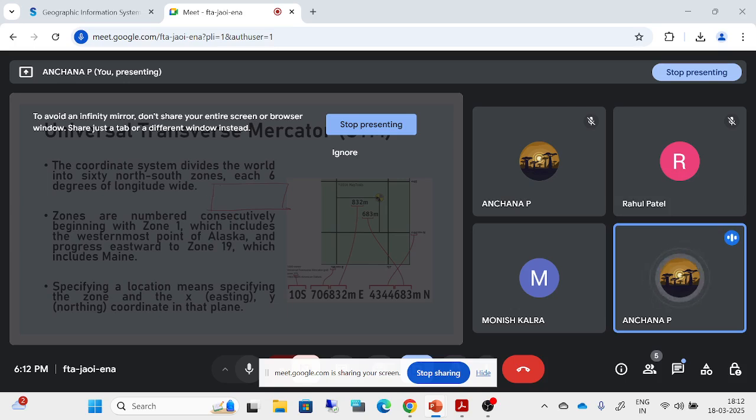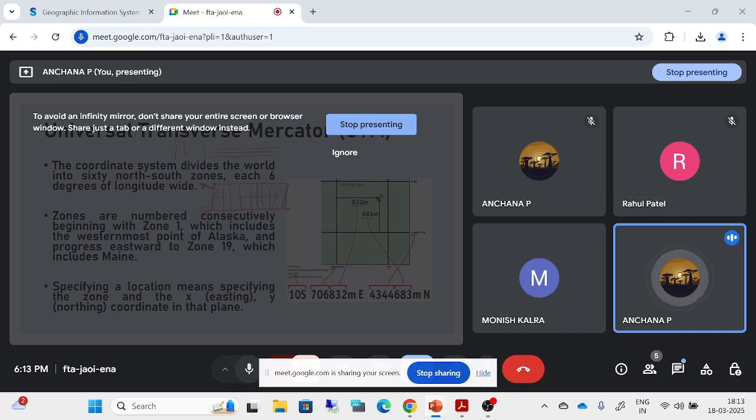We have this division, an imaginary division you can say. Then you have 60 such separations, both for the northern hemisphere and for the southern hemisphere. So we have 60 zones, and in each of them the difference is 6 degrees of longitude, because we know that on the earth the vertical lines we call longitude, and the horizontal lines we call latitude. So each zone is 6 degrees of longitude wide.